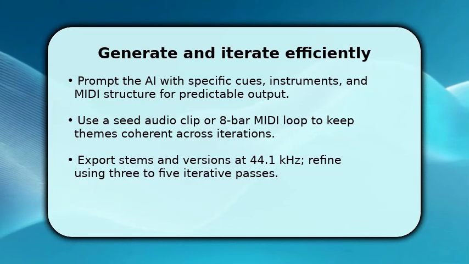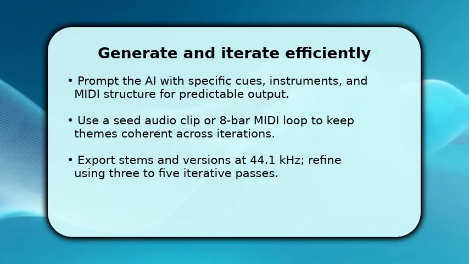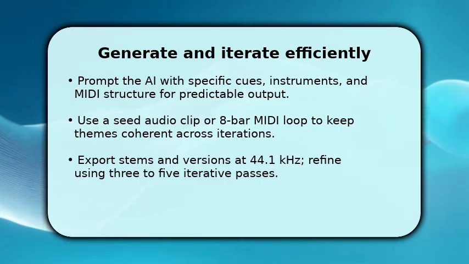Use detailed prompts that list instruments, dynamics, and arrangement to guide the AI. Include structure markers like intro, verse, and loop points for consistent background placement. Provide a seed audio clip or an 8-bar MIDI loop to lock in motifs across variations.